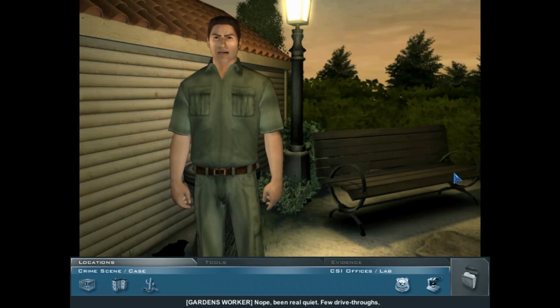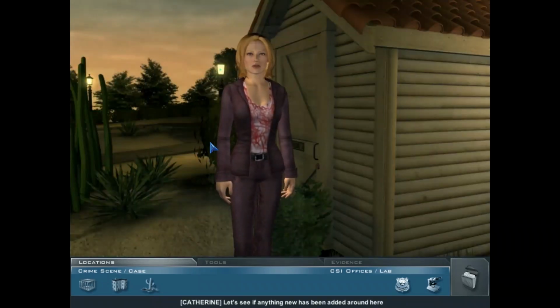No, been real quiet. Few drive-thrus, few pedestrians strolling by. Nothing unusual. No, ma'am. You know, once it starts getting dark, you don't get a very good look at people coming around here. Sometimes you don't wanna. Afraid not. Wish I could have helped you out some more. Let's see if anything new has been added around here that might give us a lead on what happened to Gil.